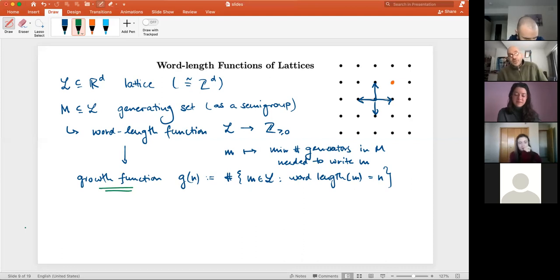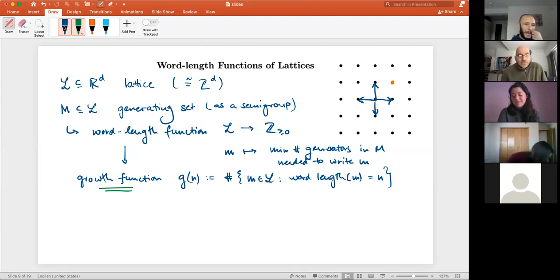So you give me your favorite lattice. Often this is a lattice that has some applications. And you give me your favorite generating set. Again, this usually comes from application, and you want to compute this function. Some of you know some representation theory. So one thing you can do is take your favorite root system, and then consider the root lattice, the lattice generated by your favorite root system.